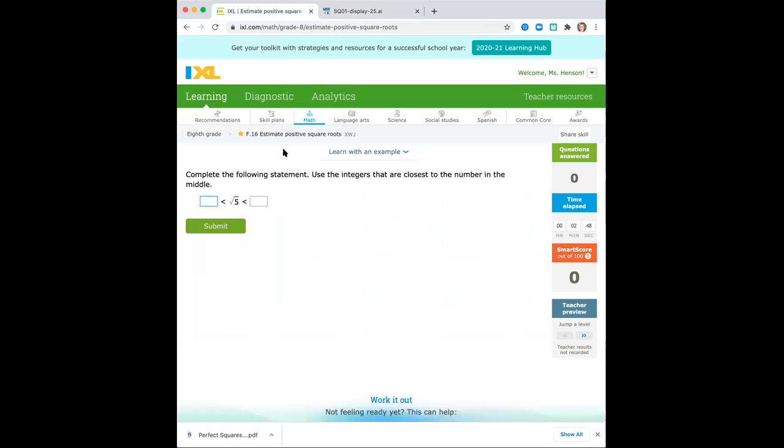When you're in IXL, we're on F16, estimating positive square roots. So this is saying complete the following statement. Use the integers that are closest to the number in the middle. So we want to make sure we get as close as we can to the number in the middle.